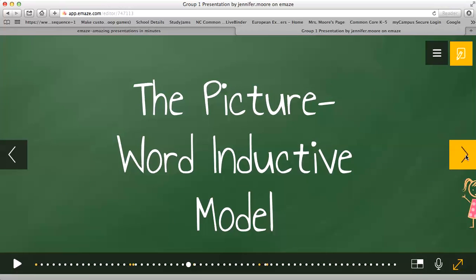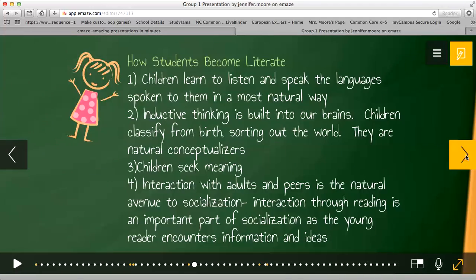The next concept is the picture-word inductive model. To begin with, we need to look at how students become literate. Children learn to listen and speak the languages spoken to them in a most natural way. Inductive thinking is built into our brains. Children classify from birth, sorting out the world. They are natural conceptualizers. Children seek meaning. Interactions with adults and peers is the natural avenue to socialization. Interaction through reading is an important part of socialization as the young reader encounters information and ideas.